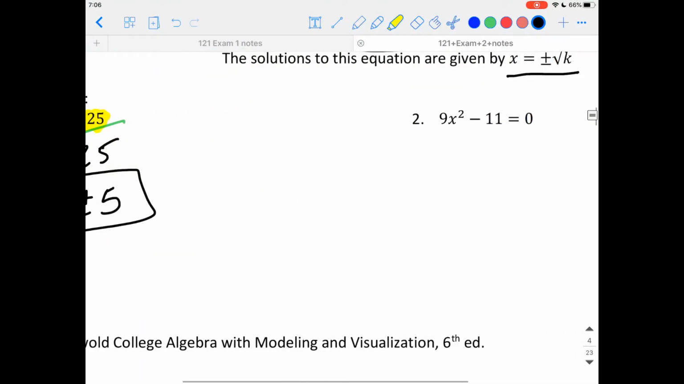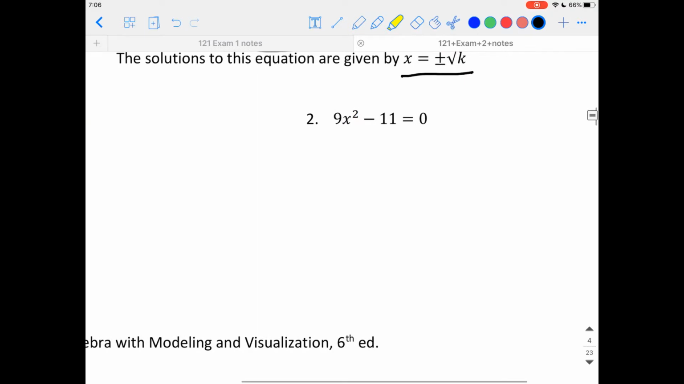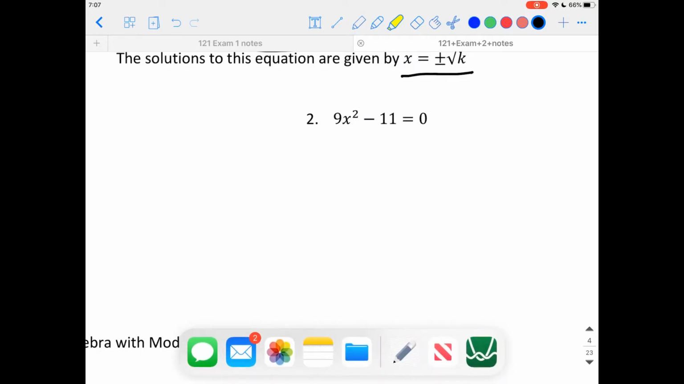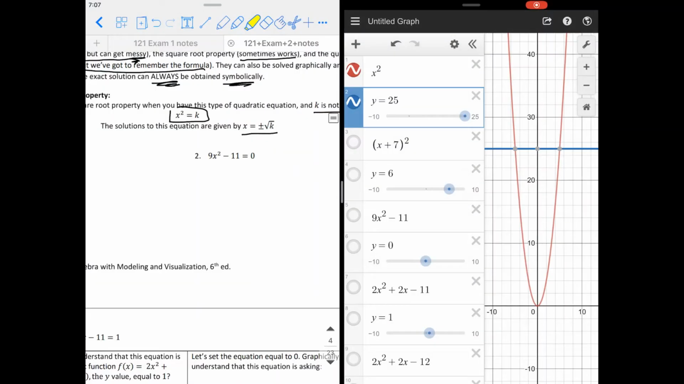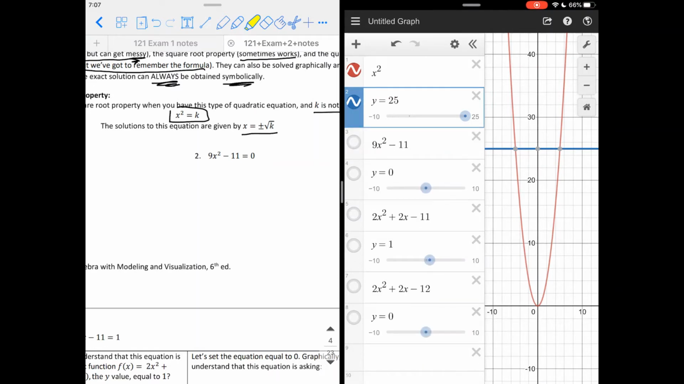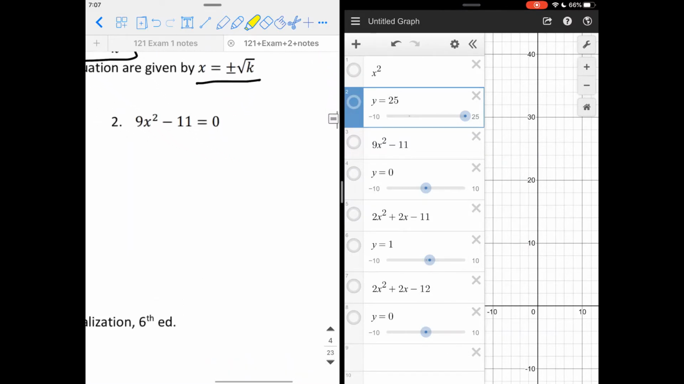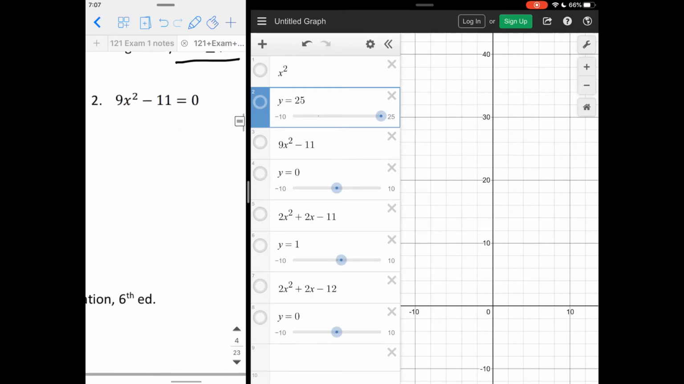So this next one, 9x squared minus 11. Here on this one, let me go over here. I already graphed this, so let me get rid of these. 9x squared minus 11. Let me turn these off, and let me zoom in on this so that you can see it. So I have 9x squared minus 11.